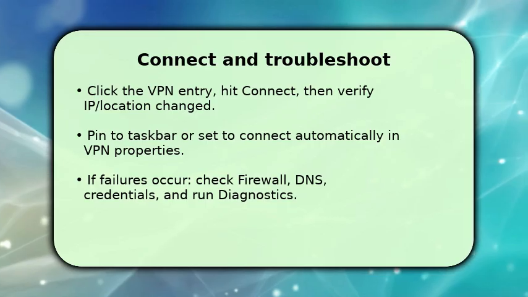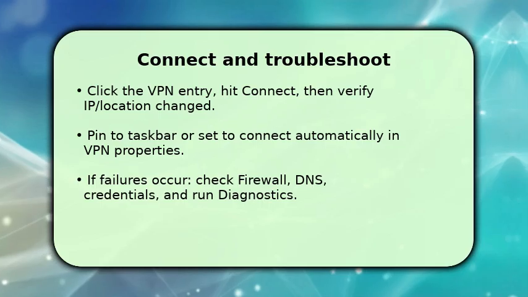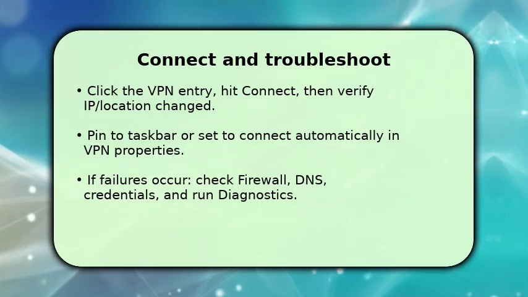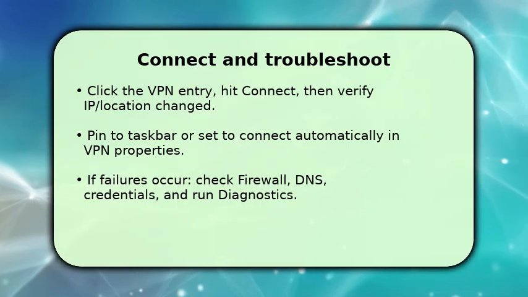Finally, you connect and verify the tunnel is active. Click the VPN entry and press connect, then confirm your IP or location change to the VPN's network. Once connected, pin the VPN to the taskbar or enable automatic connect for convenience.